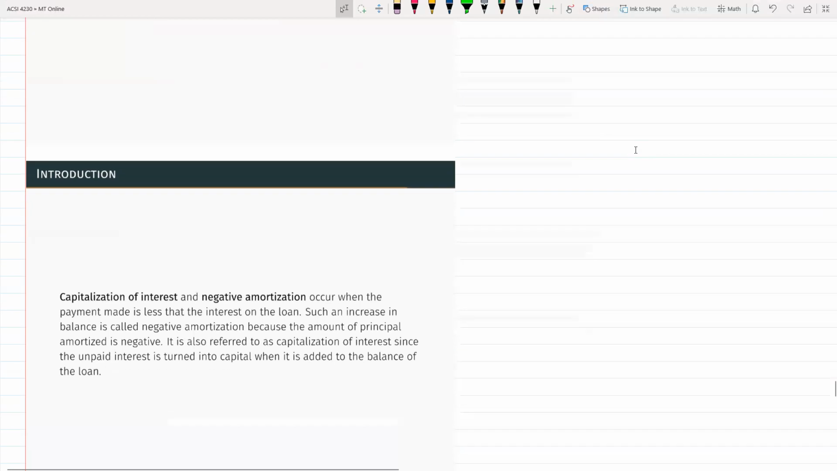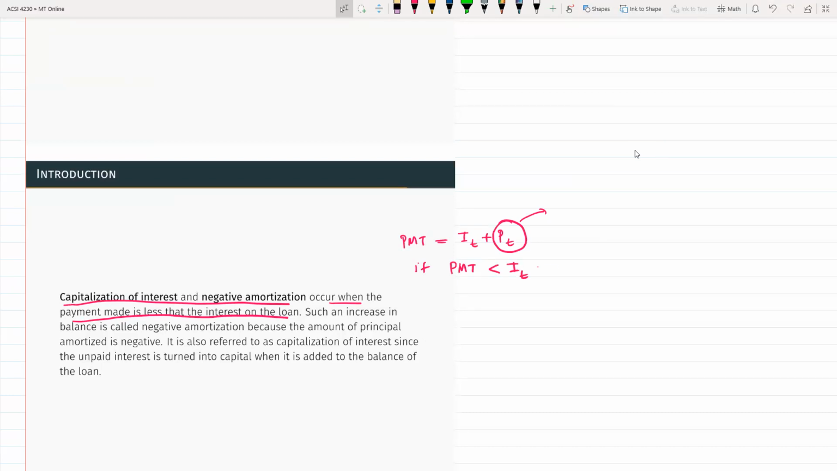So what is it? Capitalization of interest and negative amortization occur when the payment made is less than the interest on the loan. Now remember that our payment is what? Payment is the sum of interest due plus principal amount. Now, principal amount is the one we use to pay off the loan. So if payment is less than interest due, what's going to happen? Outstanding loan balance is going to grow. So that's what this means.